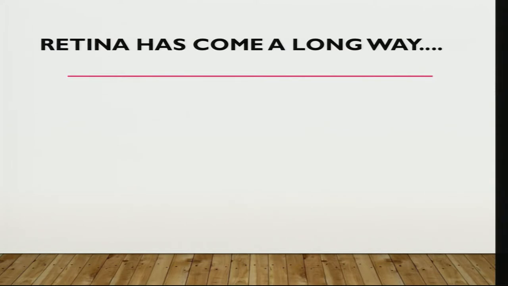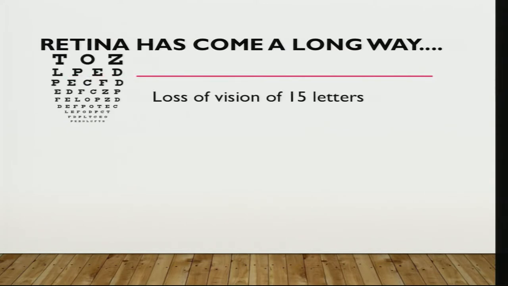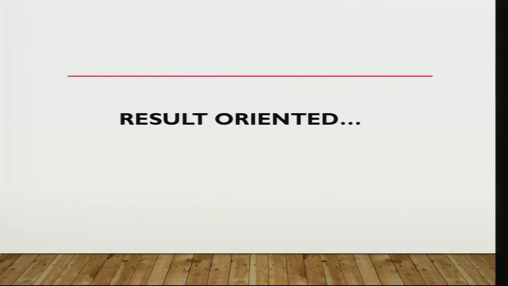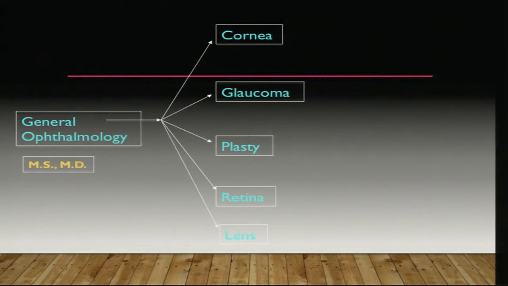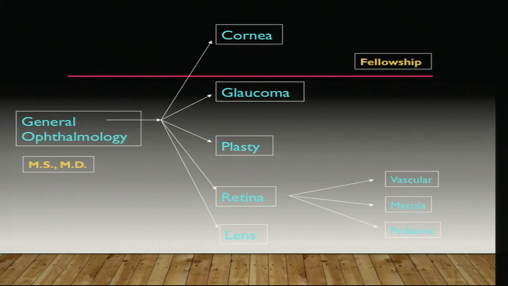Retina has come a long way from loss of vision of 15 letters. All we used to tell them is, you will not lose vision. Now it has come to best visual acuity gain of more than 3 lines. So retina is result oriented and can be pursued as a specialty. We used to have general surgery MS and then MCH and then fellowships further as super specializations. In ophthal, we still have retina as a fellowship, but in the near future, it will become an MCH field and we'll have further fellowships diversifying out of retina, such as vascular, macula, pediatric, and so on.